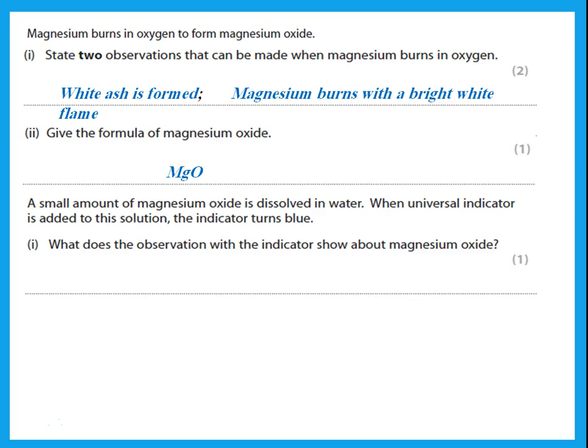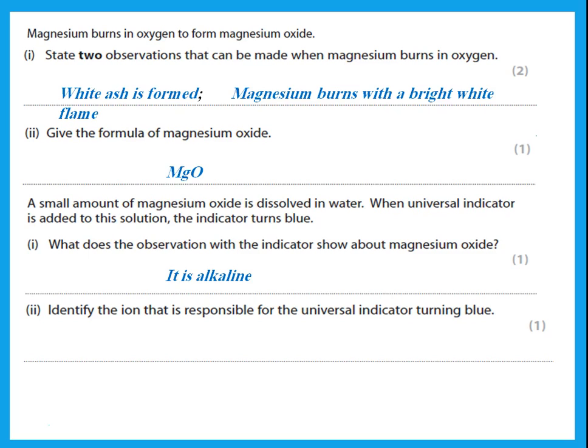A small amount of magnesium oxide is dissolved in water. When universal indicator is added to the solution, the indicator turns blue. What does the observation with the indicator show about magnesium oxide? If I put something in a universal indicator and it turns blue, that means that the solution is alkaline.